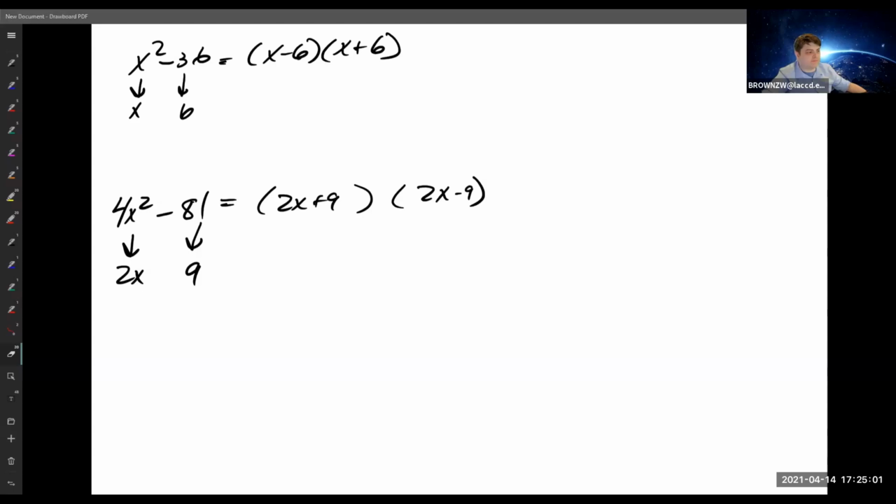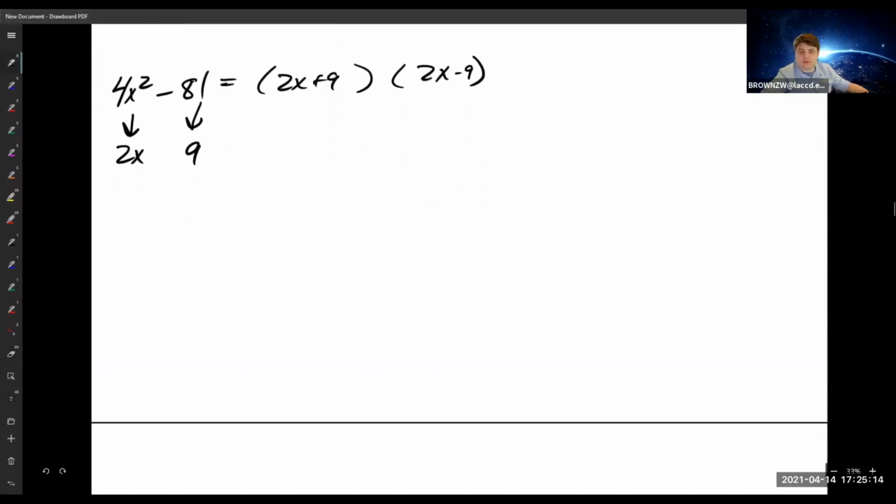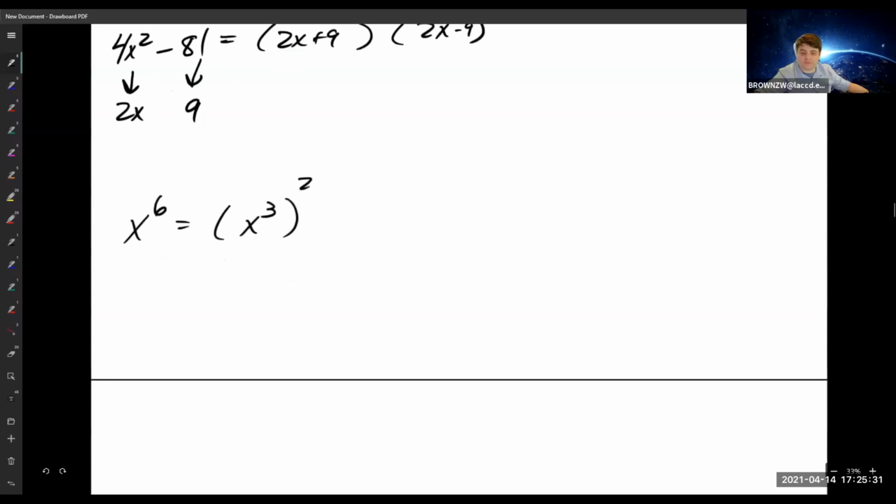Any questions on this? One thing to keep in mind is that anytime you have an even power, if I have something like x to the 6th, that can always be written as a perfect square because that can be written as x cubed squared. So anytime you have an even power, all even powers are technically perfect squares.